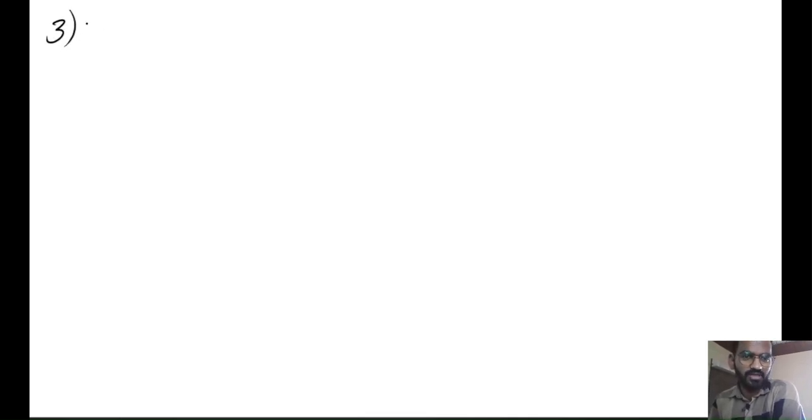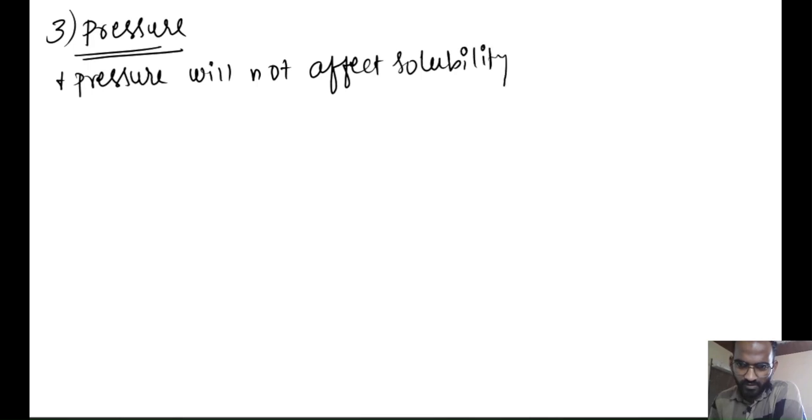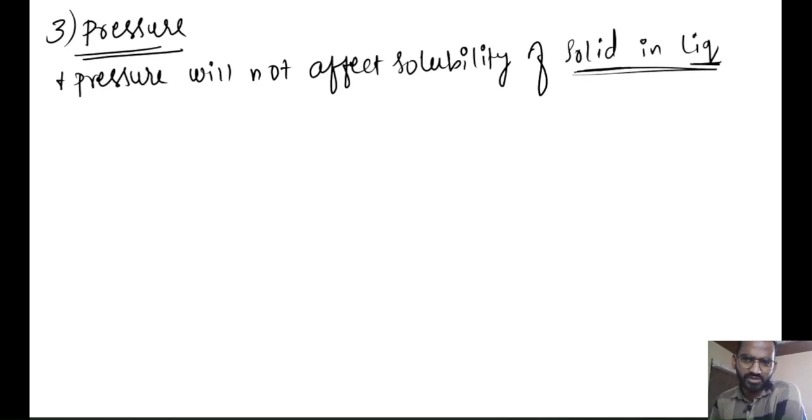The factor affecting solubility is pressure. See, this factor, pressure, will not affect, so first I'll write that one: pressure will not affect solubility of solid in liquid. If I am dissolving a solid in a liquid, then pressure is not an important factor which will affect the solubility. So for this kind of solution it is not applicable.